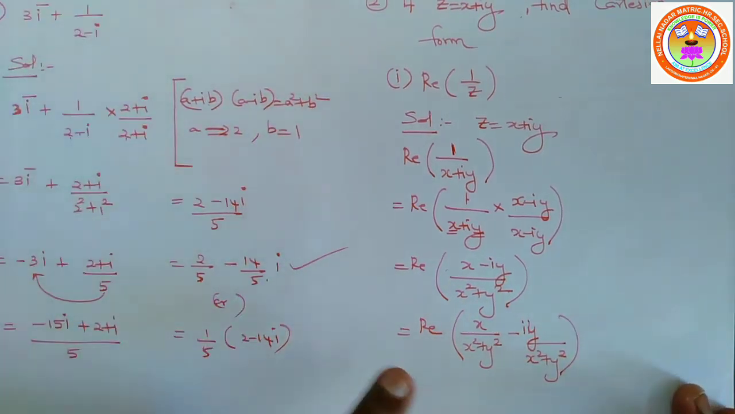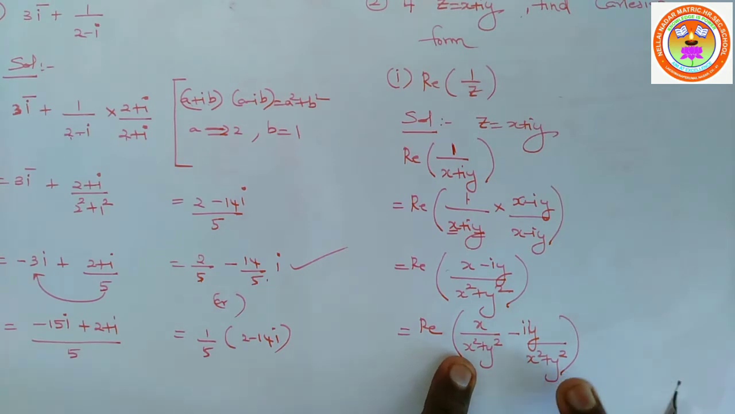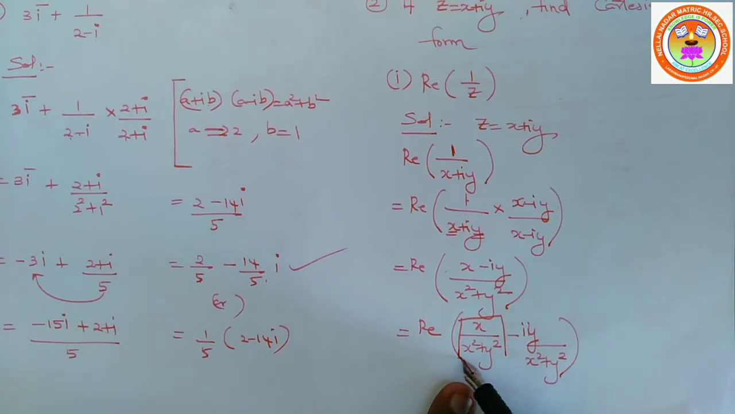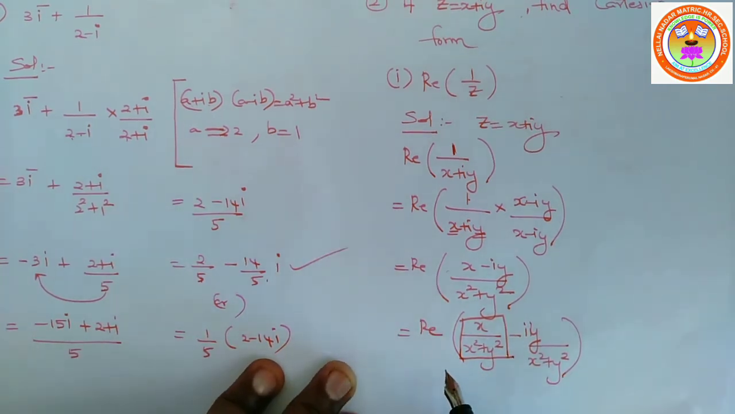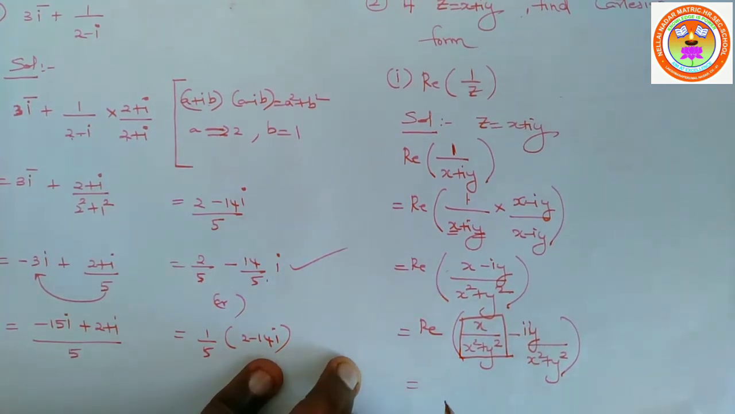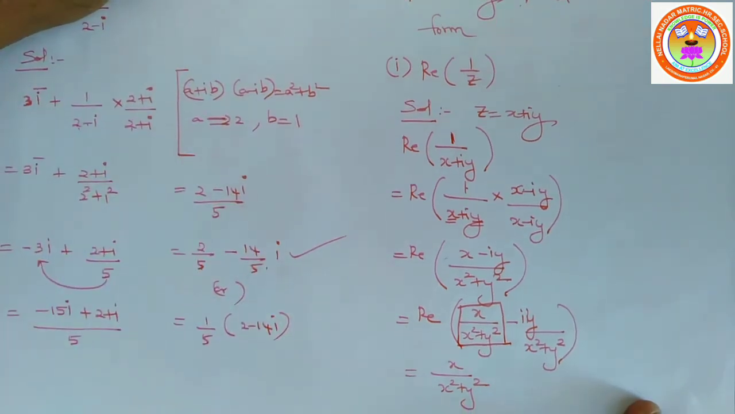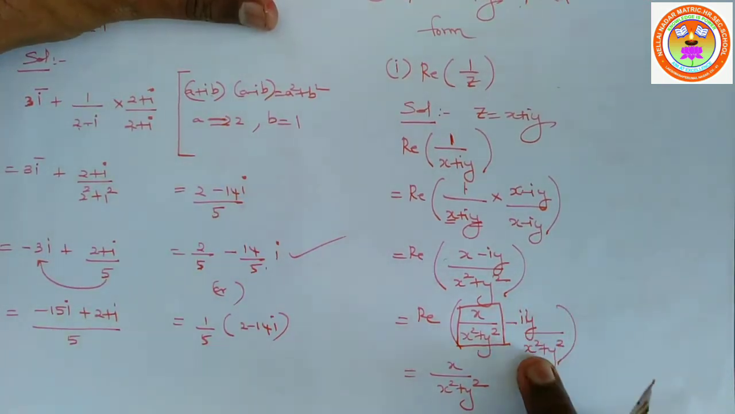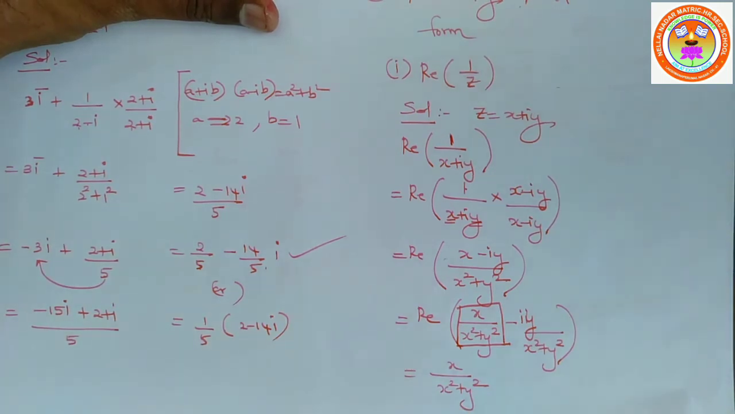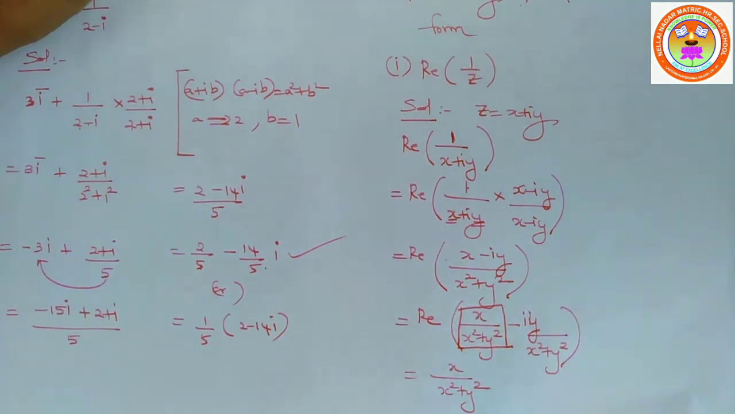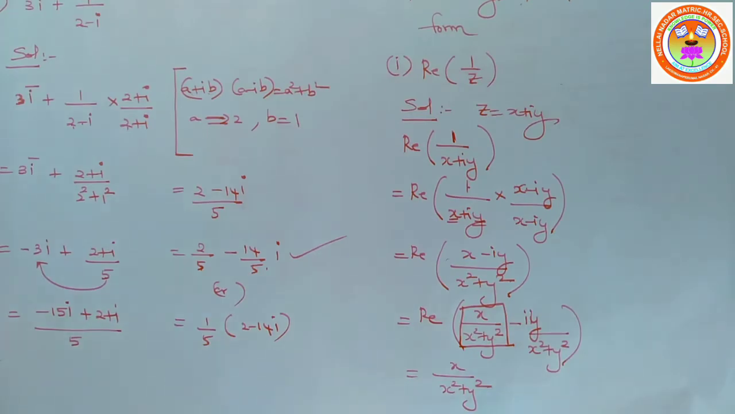So my question is the real part of this bracket. Which one is the real part? This is the real part. So the final answer is x divided by x square plus y square. This is the real part. Suppose they ask for the imaginary part, it is minus y divided by x square plus y square. That's all. If they are asking for the real part, x divided by x square plus y square; if imaginary part, minus y divided by x square plus y square is our answer. So with this we are finishing the first subdivision.